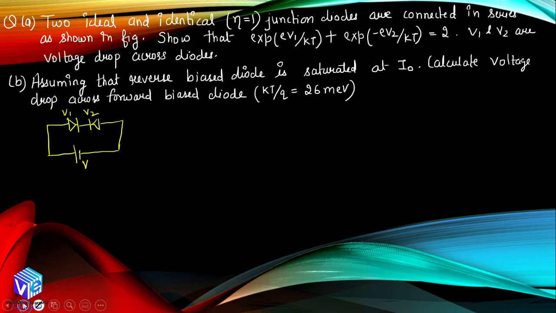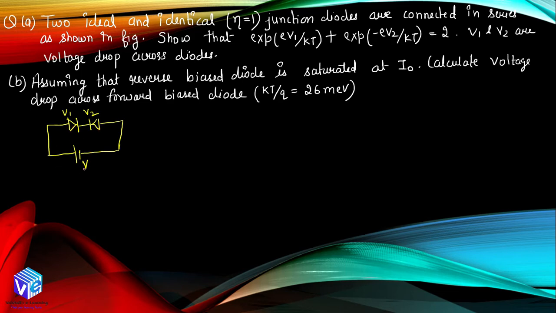So today we are going to start with the first question, which is having two parts. Part A states: two ideal and identical junction diodes are connected in series as shown in the given figure. You can see this is the figure and we have connected the two diodes over here. Now show that exponential EV1 upon KT plus exponential minus EV2 upon KT is equal to 2, where V1 and V2 are the voltage across the diodes. So V1 and V2 are the voltage drops across the diode D1 and diode D2.